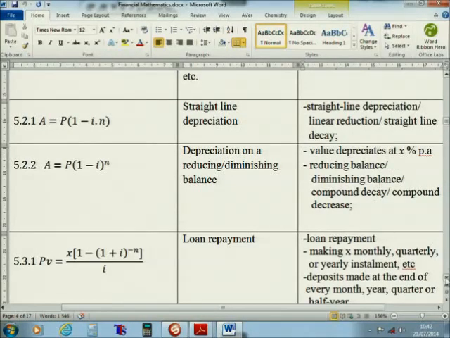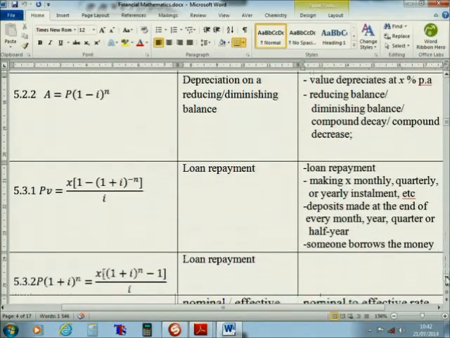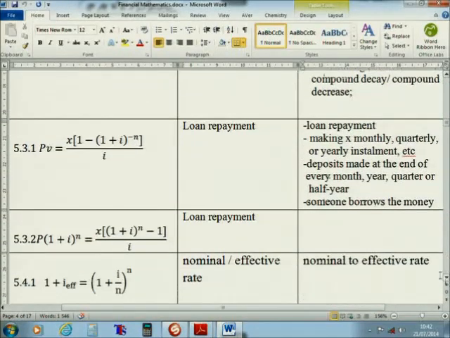And then you've got the loan repayment. Then if it's a loan repayment on a monthly basis, which means this is the formula that you're going to use. Can you see that? What are my keywords there? Loan repayment on a monthly basis, then this is the formula that you're going to use because your X is there. So it's a monthly repayment that you're going to make. Okay, or it can be quarterly or yearly installments that you can pay.